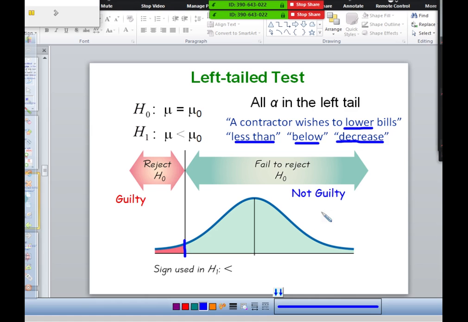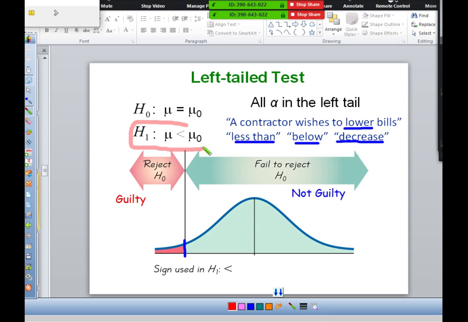Just again to re-emphasize, H1 is where you're going to have the stuff happening, where you tell if it's left-tailed, right-tailed, or two-tailed, because H naught is always equals. H1 is where it's going to be left-tailed, right-tailed, or two-tailed. So when H1 is less than, that's because your claim was something like lower or below or decrease, and that's going to be a left-tailed test.